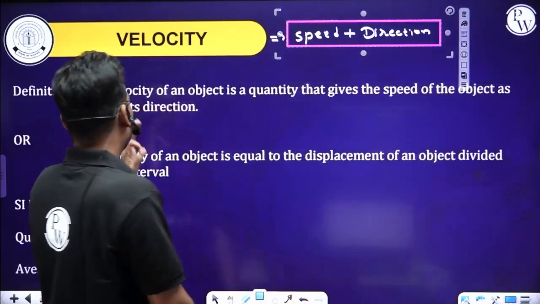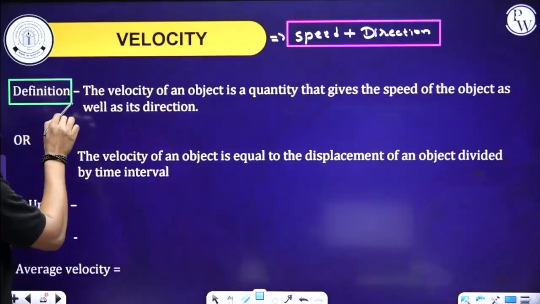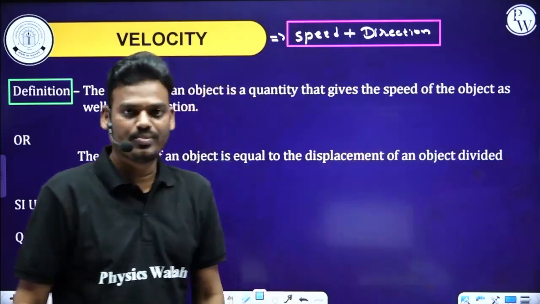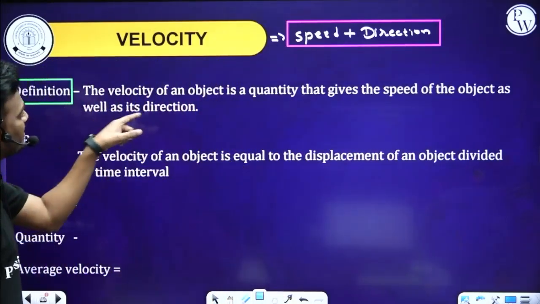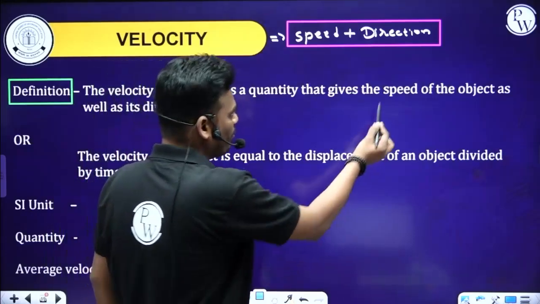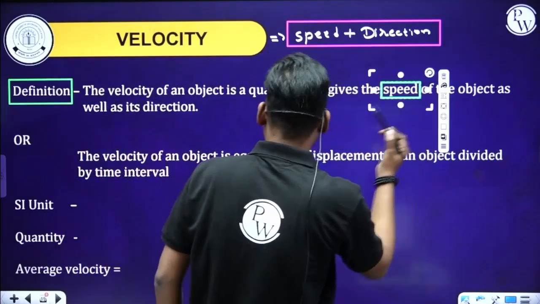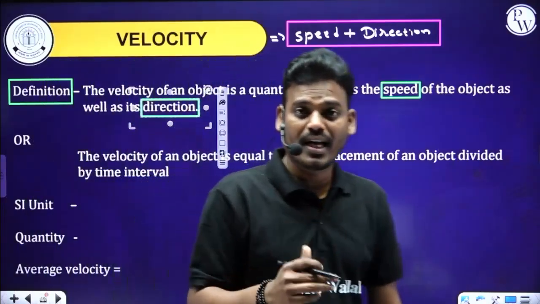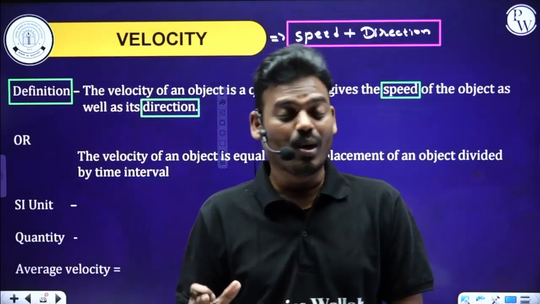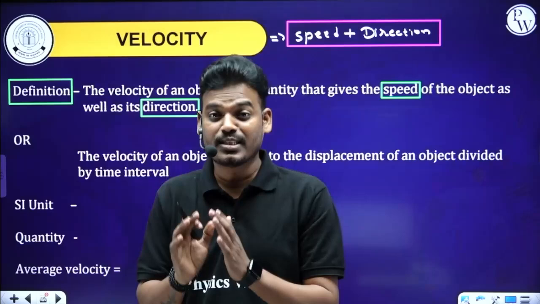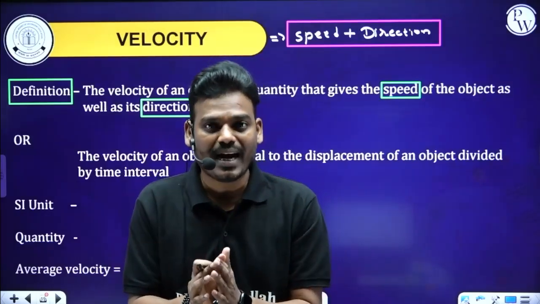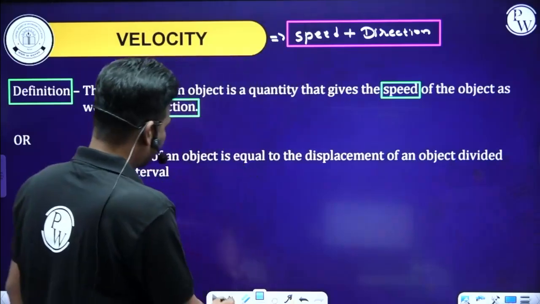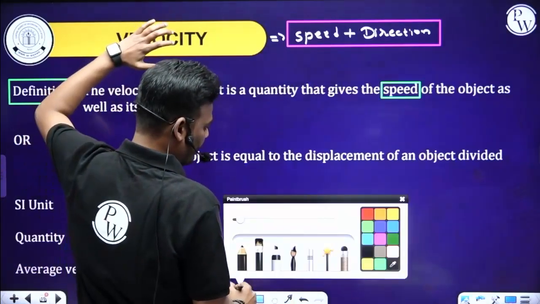Okay. The velocity, by the definition, the velocity of an object is a quantity that gives the speed of the object as well as its direction. Means magnitude, that is the speed of the object, then direction. So when we specify a direction, the quantity becomes a vector quantity. Or else the vector quantities can be represented by or expressed by both magnitude and direction. Getting my point?